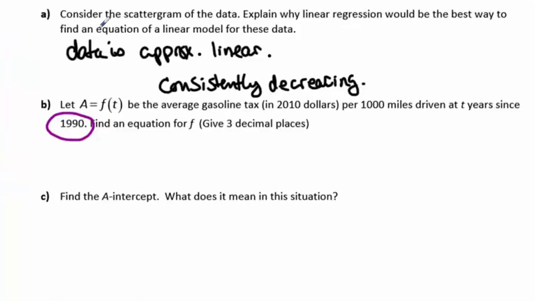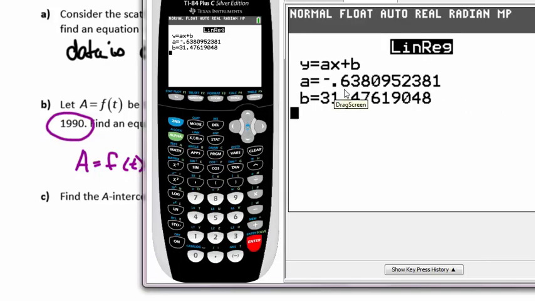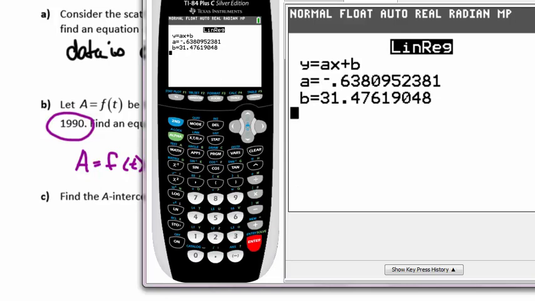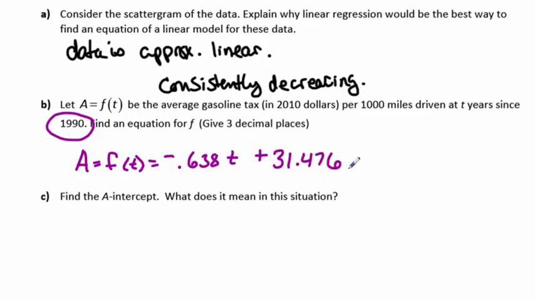My equation is going to be A equals f of t equals, now my format was mx plus b or ax plus b. We're going to start with negative 0.638 times t plus 31.476. And so we have our equation.